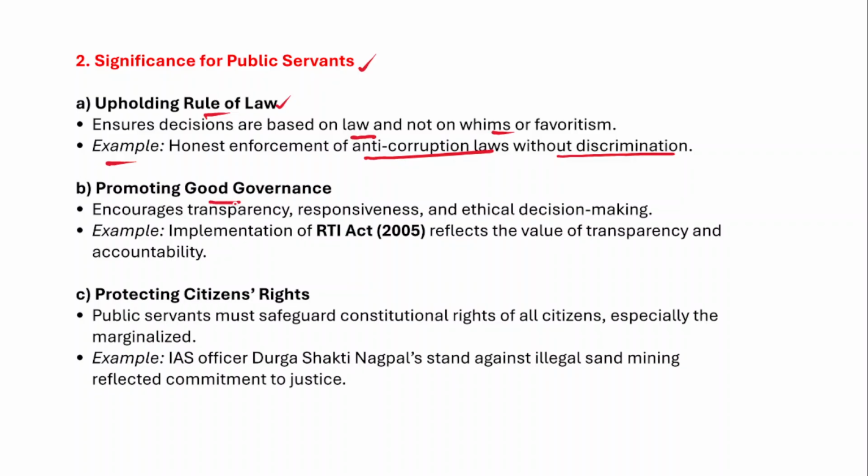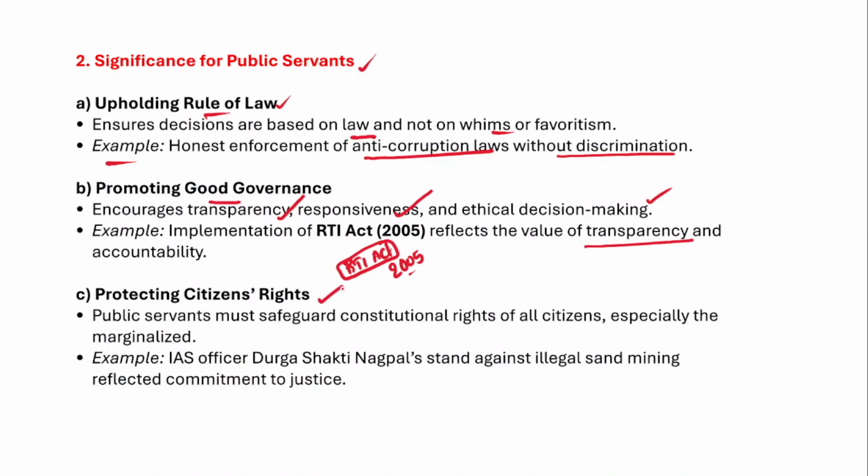And then we need to talk about good governance, because constitutional morality also helps promote good governance as well, because constitutional morality will help encourage transparency, responsiveness, and ethical decision making of the public servants. For example, implementation of the Right to Information Act of 2005. Now, implementation of the Right to Information Act empowers citizens with information. So it reflects the values of transparency and accountability.